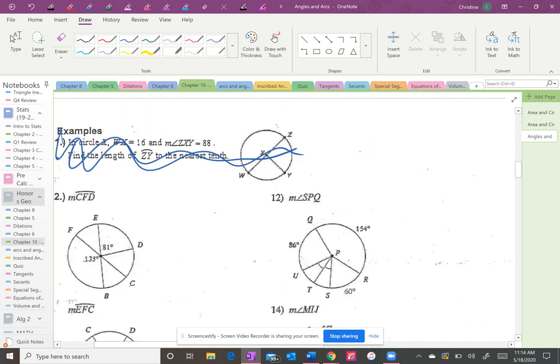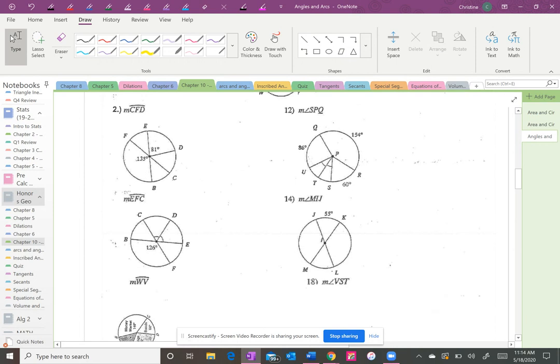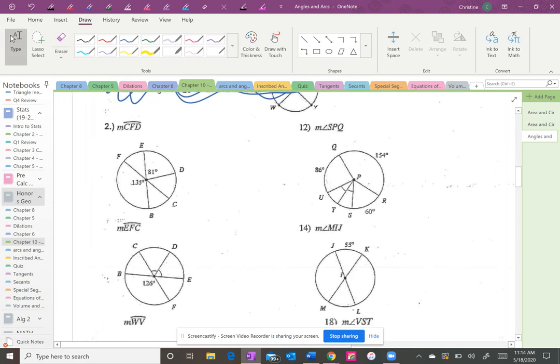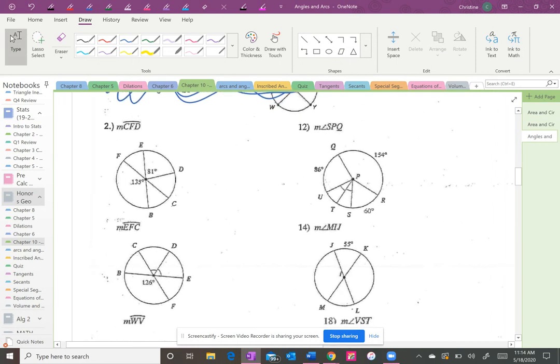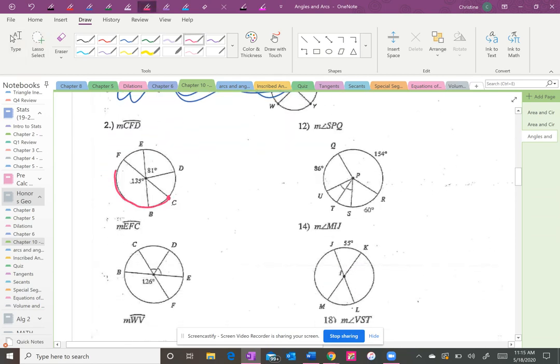Pretty simple, right? Here's a few quick practice problems. If you want to just pause it and do them, or you can just watch me do them real quick, but I'll be done after this. So find the measure of CFD. Again, trace from C to F to D. Okay, do not travel inside the circle. So from C to F to D.